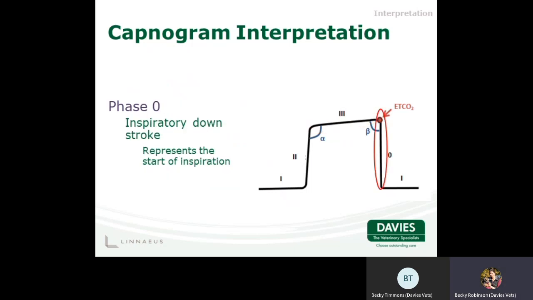And then finally, we have phase 0, which is the inspiratory downstroke, and that occurs at the start of inspiration. And if we think about what happens when we're breathing, when we start to breathe in, we expect there to be no CO2 in the gas that we're breathing in. So we would expect this nice rapid drop in our capnography trace.